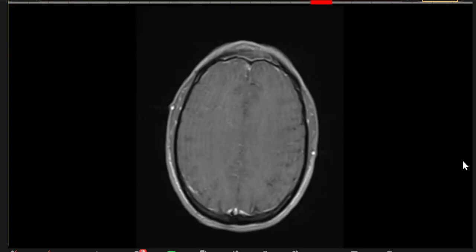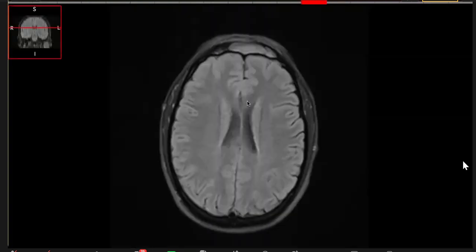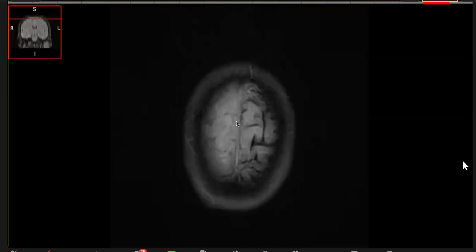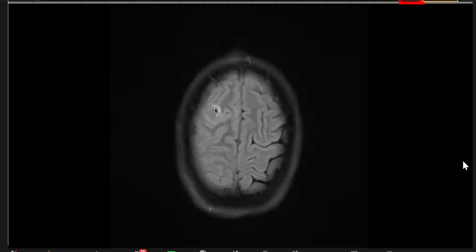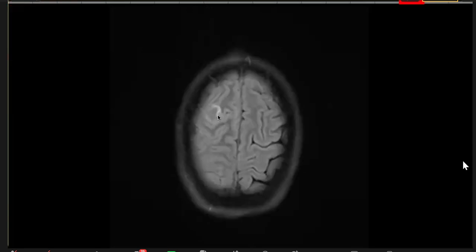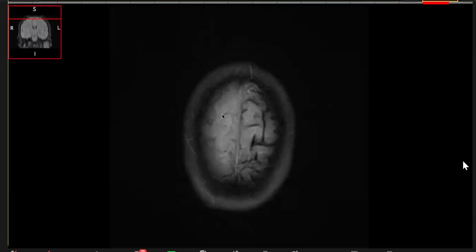Now, one thing which I forgot to show you on FLAIR sequence. Actually, if you see here, something is happening here. A sulcus has got high signal, and this is an exam point. On a FLAIR, sulcal high signal means problem, either subarachnoid hemorrhage or leptomeningeal processes and things like that. So this should have been picked up.